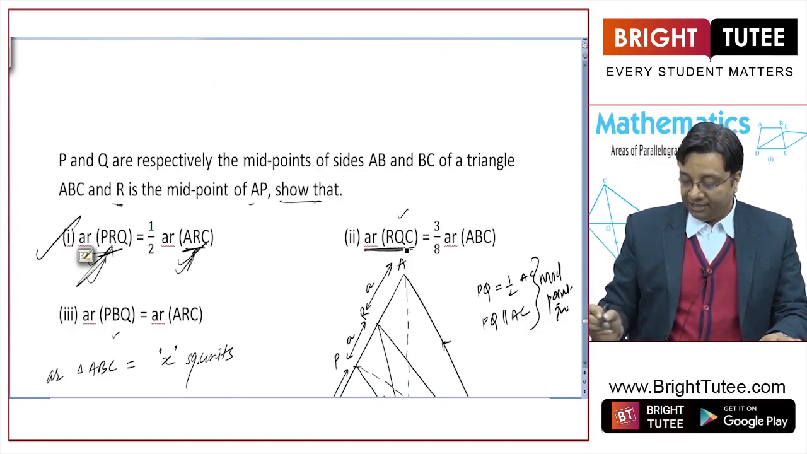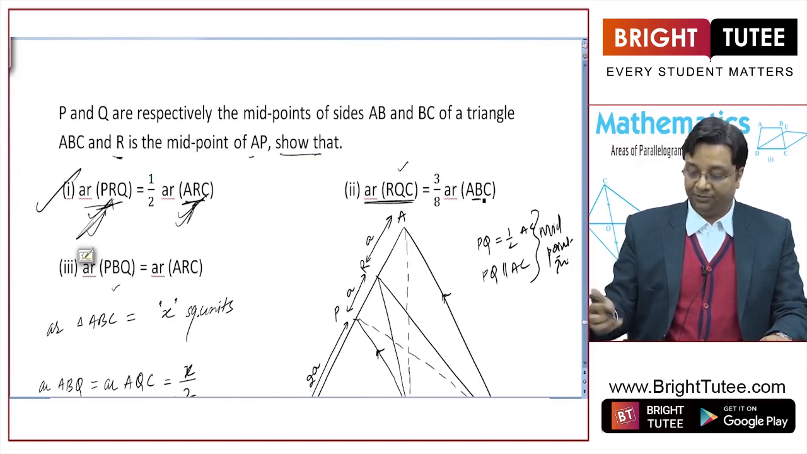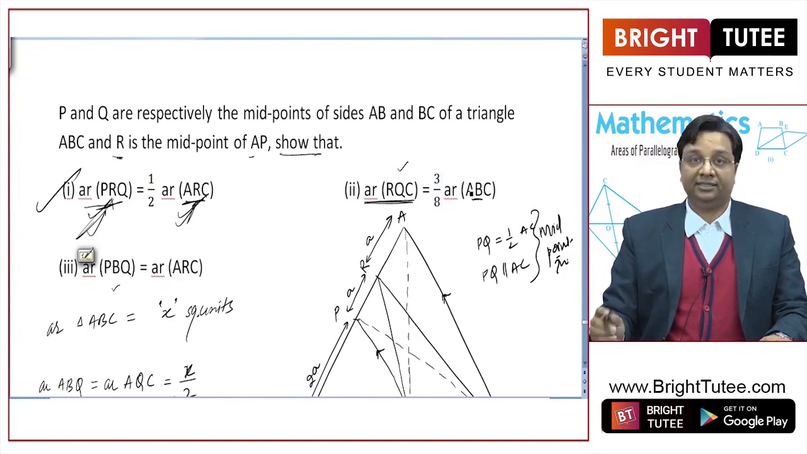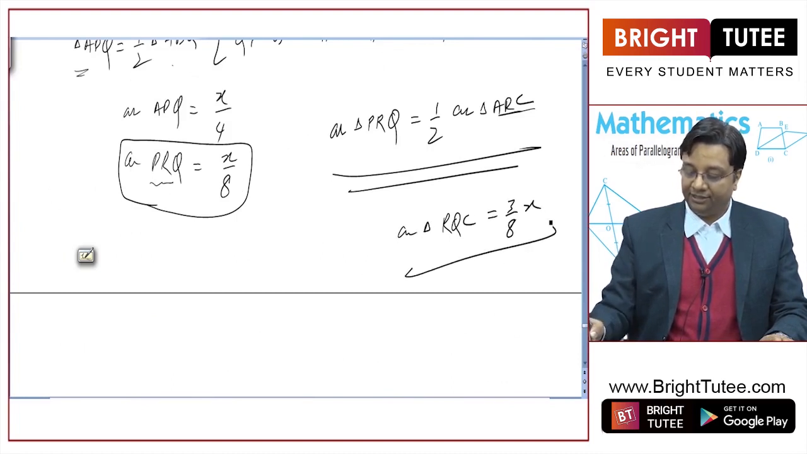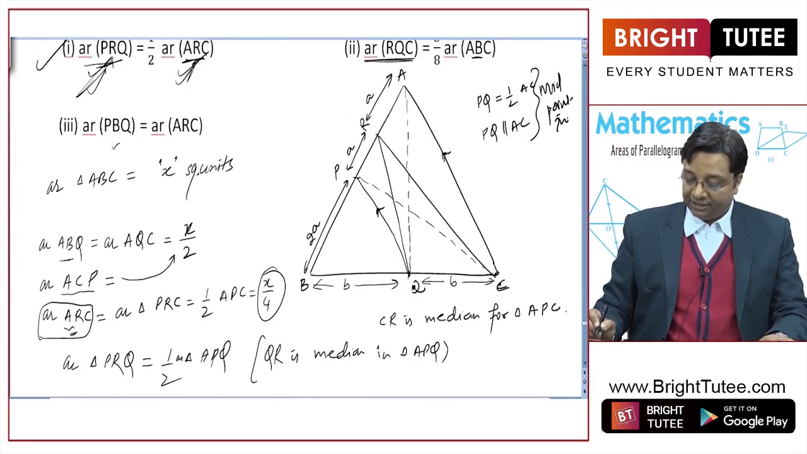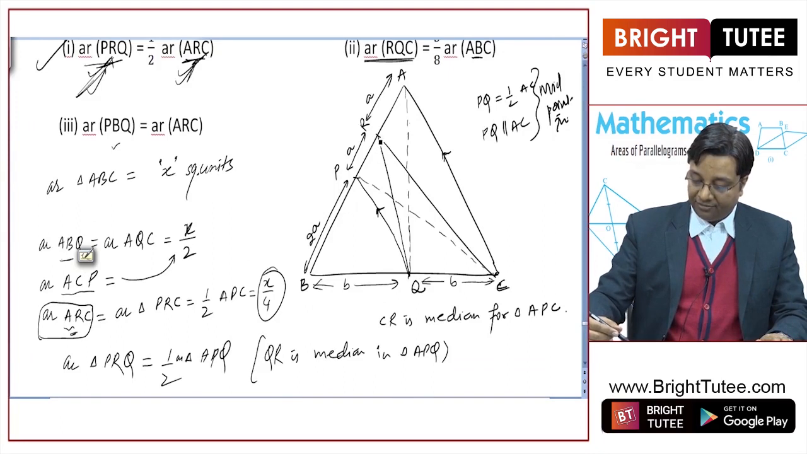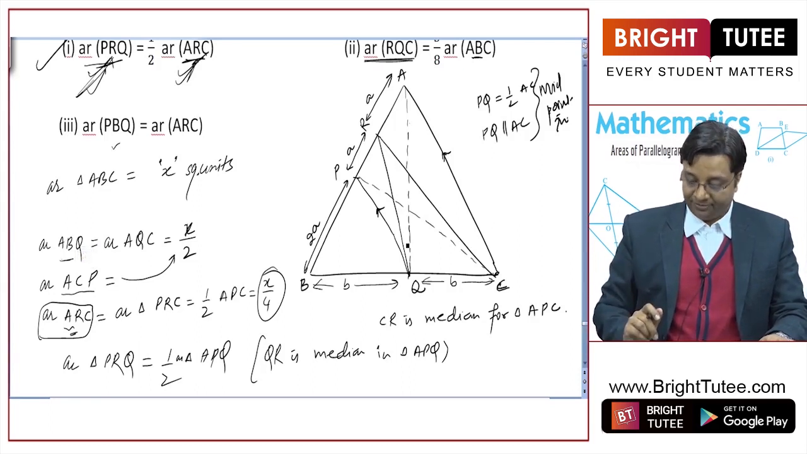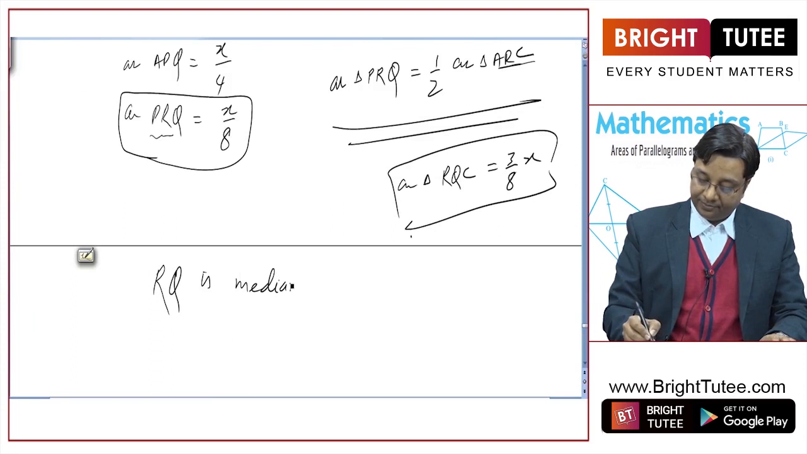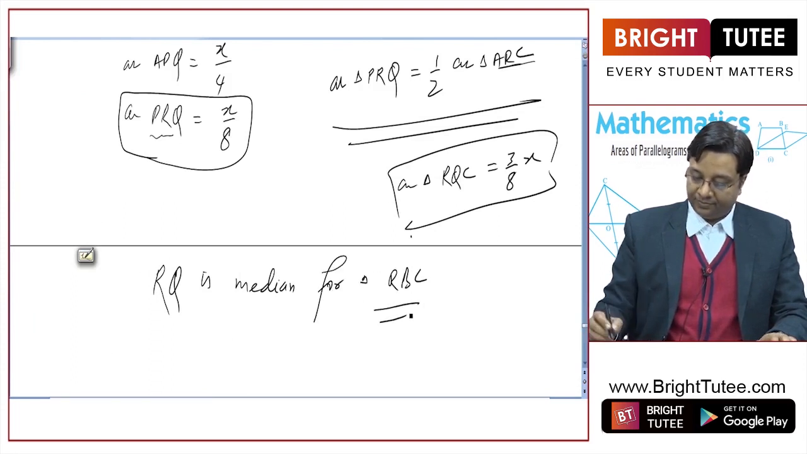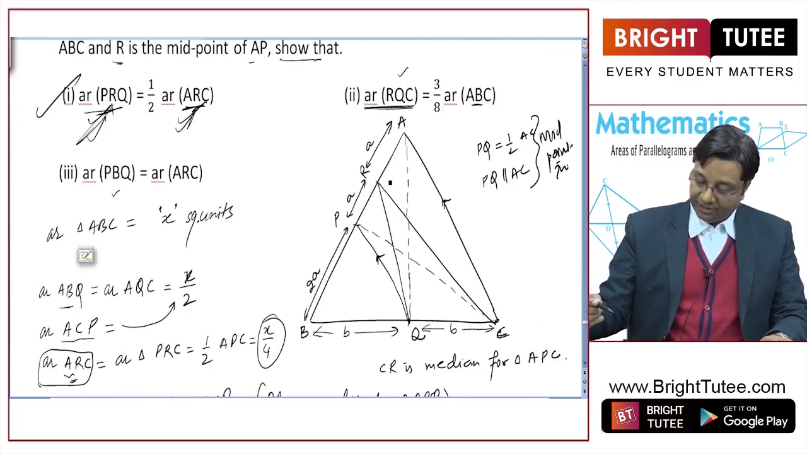Let us look at the second part. Area of RQC, and we need to compare it with ABC. So we just need to show that RQC is 3 by 8 of X in area. We need to show that the area of triangle RQC is 3 by 8 X units. Now let us see what is the RQC area. RQC is nothing but half of RBC, because RQ is median for triangle RBC. If you can notice, RQ is median for triangle RBC. So what I can say is that RQC is half of RBC.